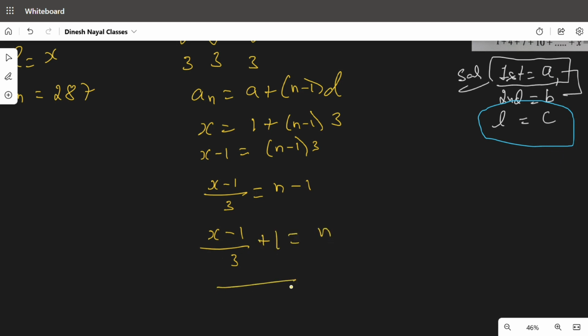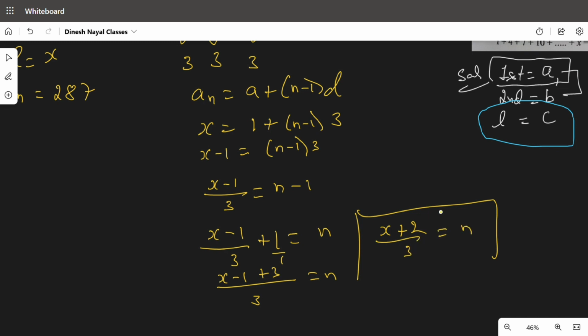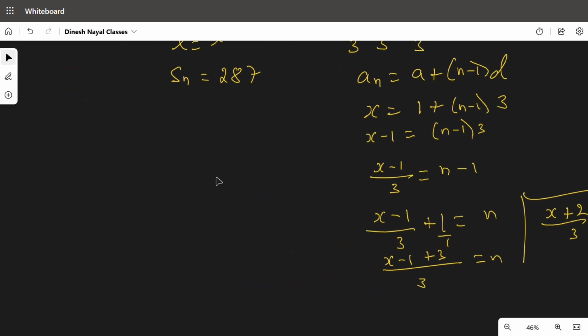Now take the LCM, let the LCM be 3. So this is x minus 1, and this goes 3 times, so this will be plus 3, which equals n. If you solve this, x minus 1 plus 3 is actually plus 2 by 3 equals n. So n is x plus 2 by 3, that's n.